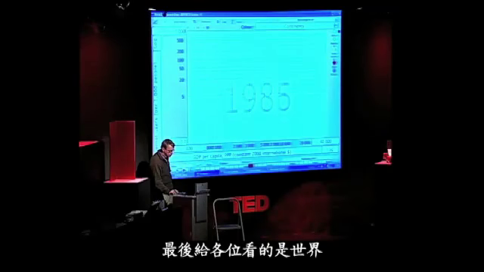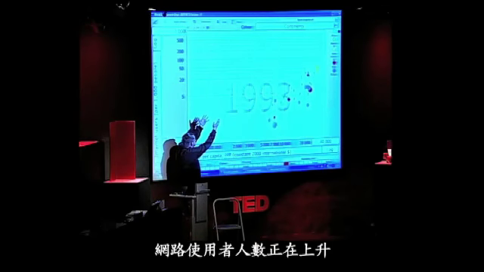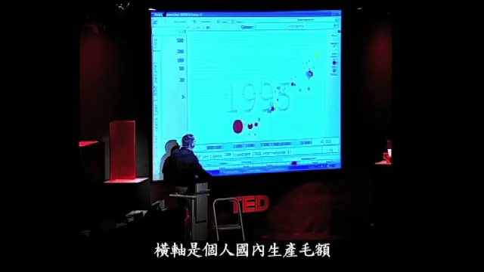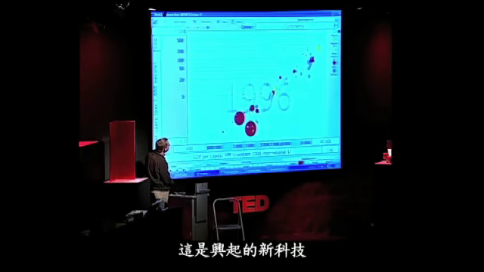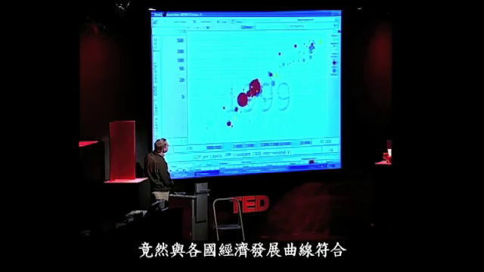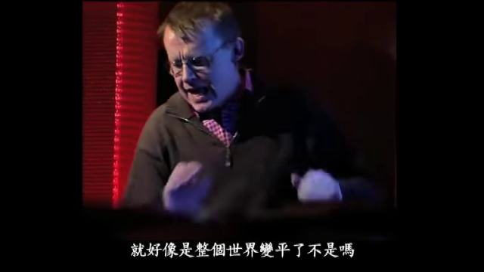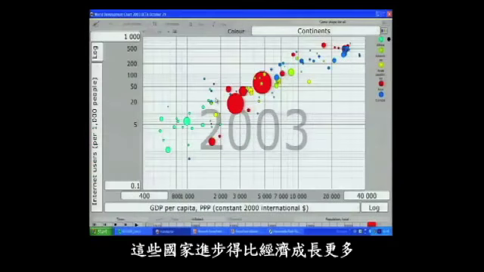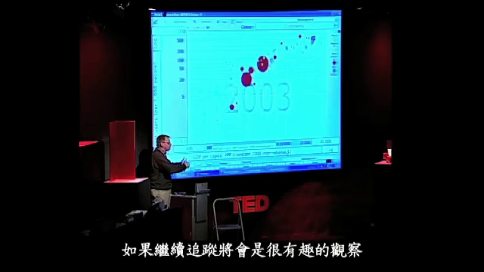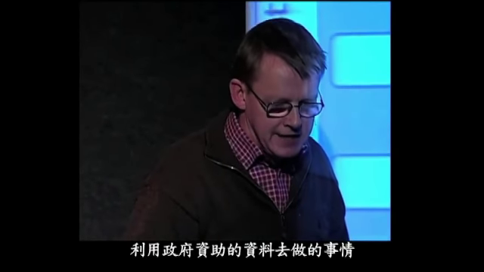I end now with a world. There the internet are coming, the number of internet users are going up like this. This is the GDP per capita, and it's a new technology coming in, but amazingly how well it fits to the economy of the countries. That's why the $100 computer will be so important. But it's a nice tendency. It is as if the world is flattening off, isn't it? These countries are lifting more than the economy. And it will be very interesting to follow this over the year, as I would like you to be able to do with all the publicly funded data. Thank you very much.